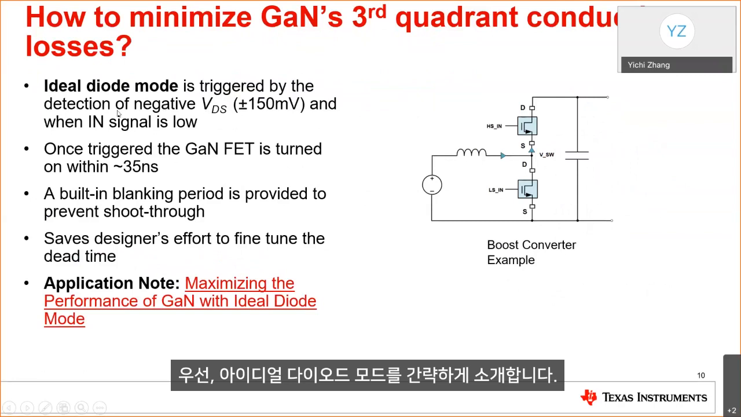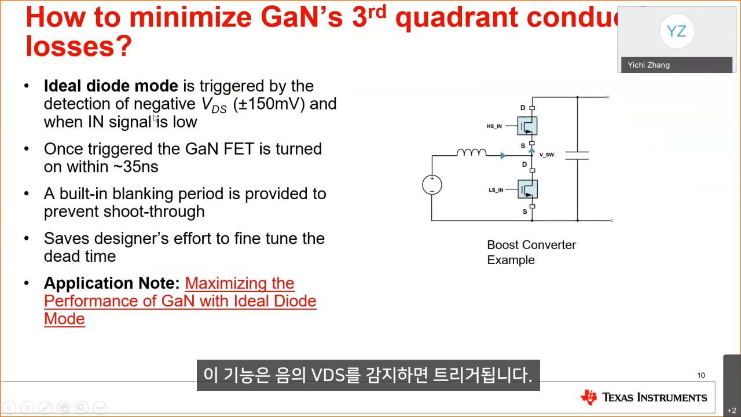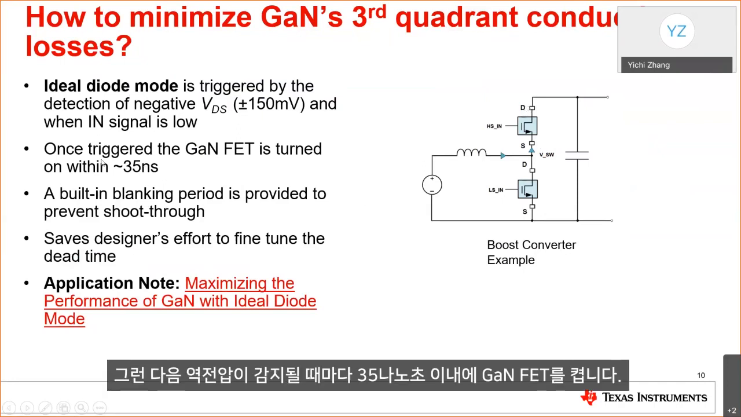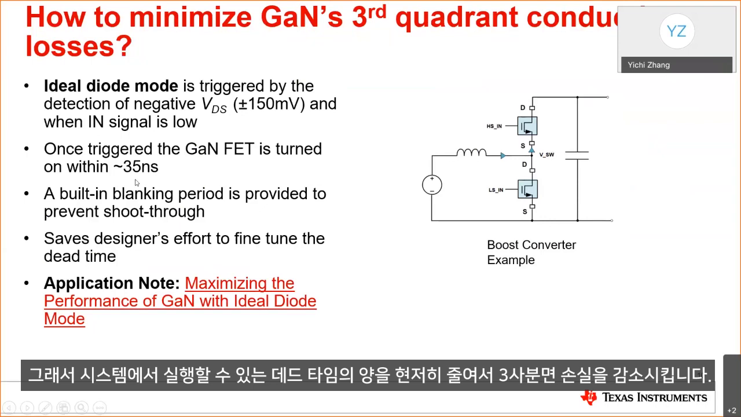So this is a quick introduction of the ideal diode mode. It's triggered by the detection of the negative VDS, when the input signal is low. So whenever it senses the reverse voltage drop, you will be triggering the ideal diode mode. And then it will be turning on the GaN FET within 35 nanoseconds whenever the reverse voltage is detected. So it significantly reduces the amount of dead time you might implement in your system to reduce the amount of third quadrant losses.